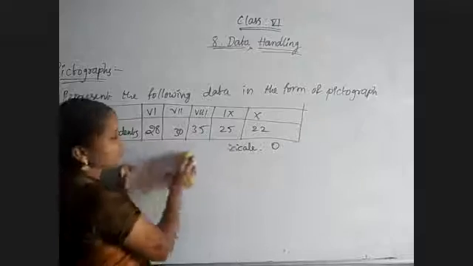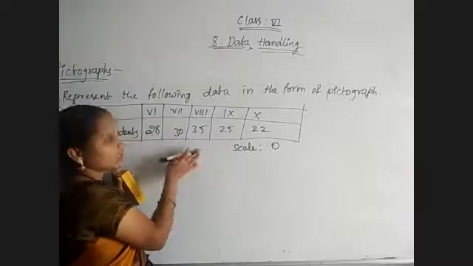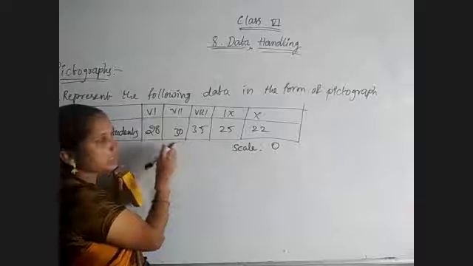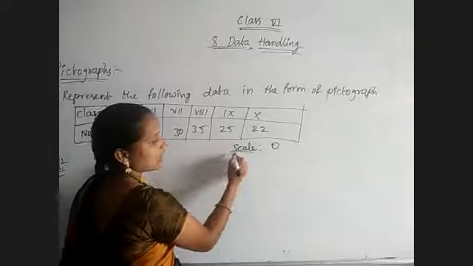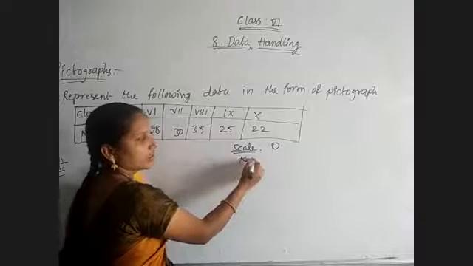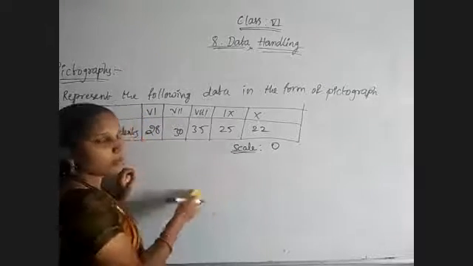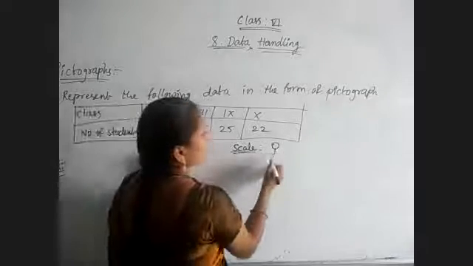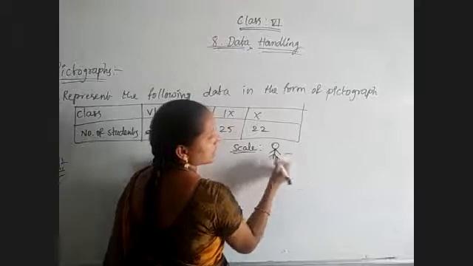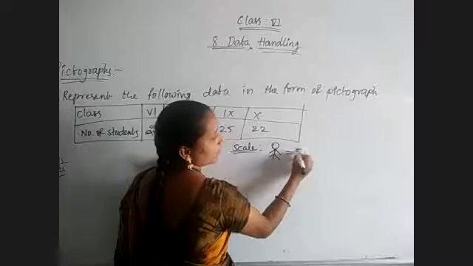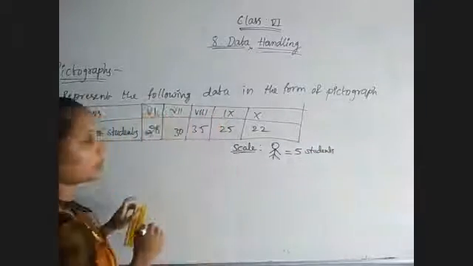Okay. First observe the given values and see which one is suitable, and that number is what one symbol is equal to, that we have to take. So here the appropriate scale. Scale is also mentioned as key. Key they will also give. Instead of scale, they mention key also. No problem. So here 1, 2, 3, 4, 5. So one symbol is equal to 5 students. This scale I am going to use now.